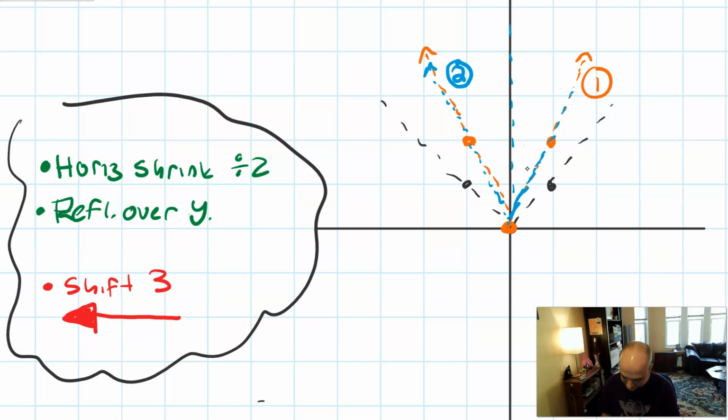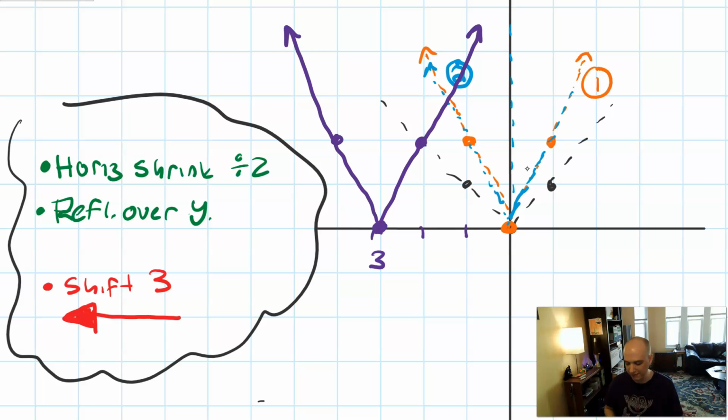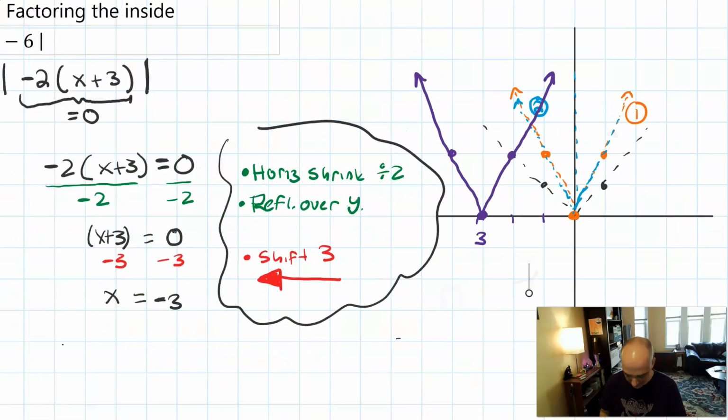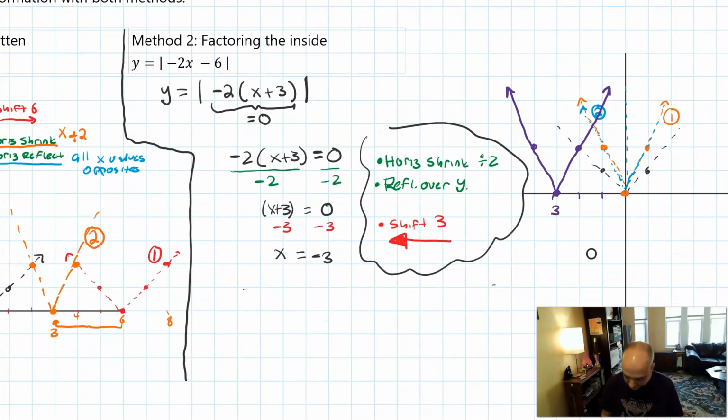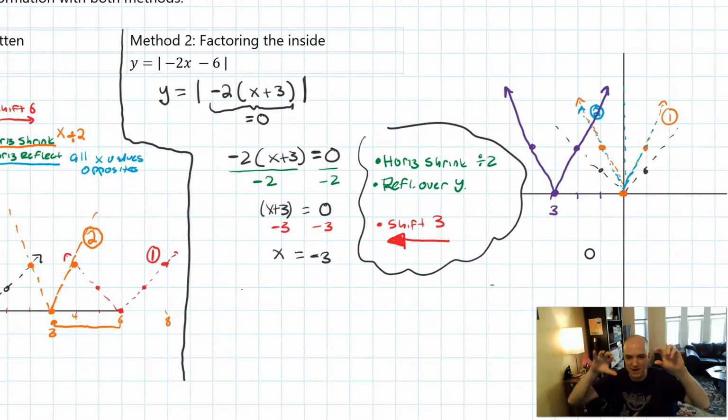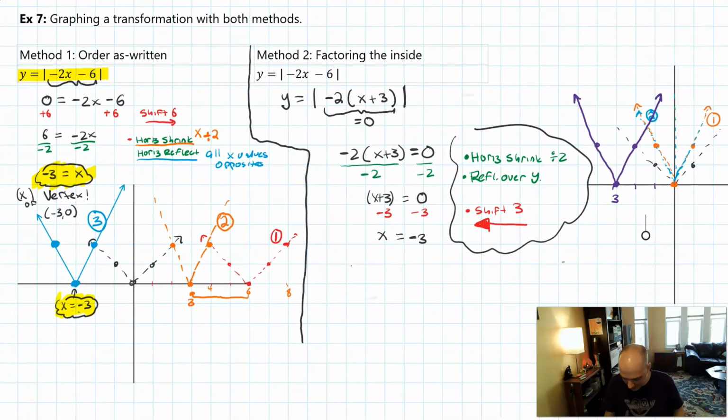So I have this skinny v, and then the final step is just taking my skinny v and moving it over 3 units, and sketching that final result. So to me, that's a lot easier, factoring out that inside, than trying to figure out where the vertex moves through all these sequences. But you do have to be okay factoring out the inside.